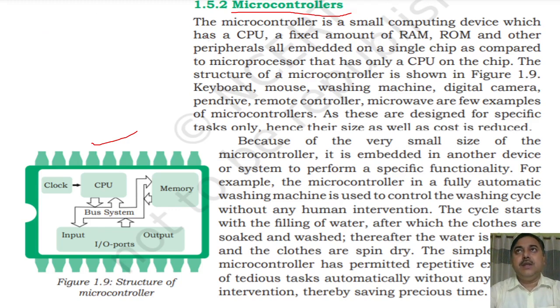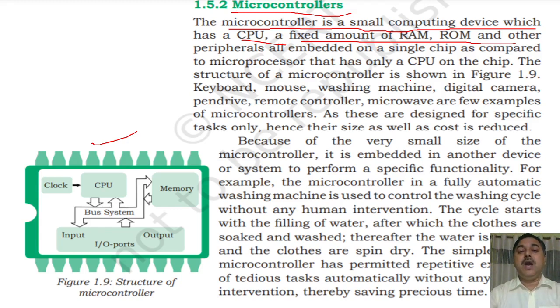We can find that there are different types of controlling systems, different patterns of controlling systems. A microcontroller is a small computing device which has a CPU and a fixed amount of RAM and ROM. So when you have all these things, each and every device will show you different types of peripherals.